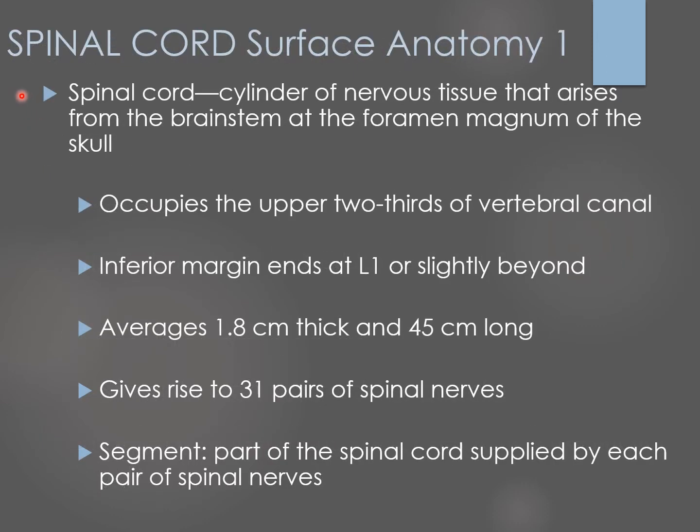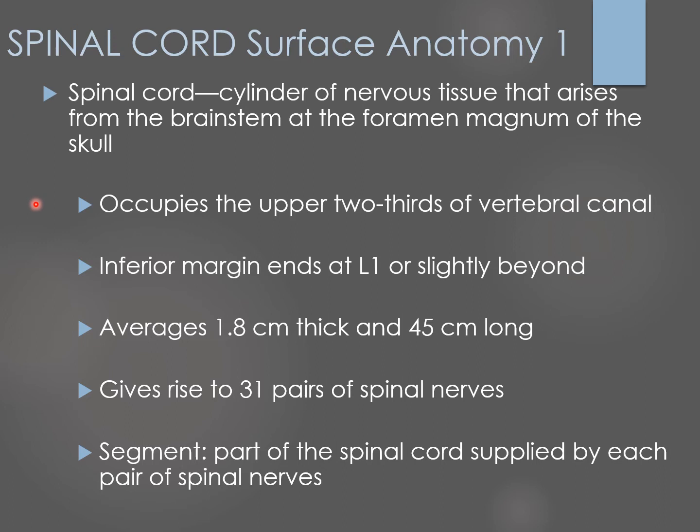I have asked you to record some characteristics of the spinal cord in your document on the first page. Please know that your spinal cord is well protected. It's protected by bone. It's protected by meninges. It's protected by cerebrospinal fluid. The spinal cord itself is simply a cylinder of nerve tissue.